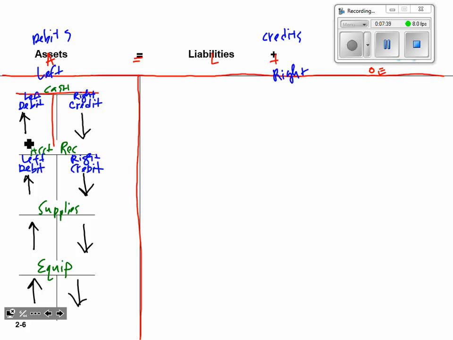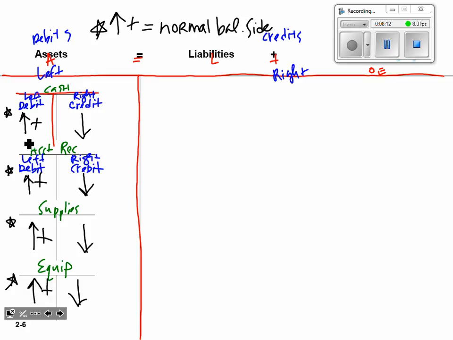I tend to use stars. I like to star what they call the normal balance side. So anytime I see an increase, a plus, or a star, that means the normal balance side. So because the assets are on the left side of the big T, all the little mini left sides are the increase. I starred it, I up arrowed it, or I can put plus signs. Opposite of the star is where it's reduced.